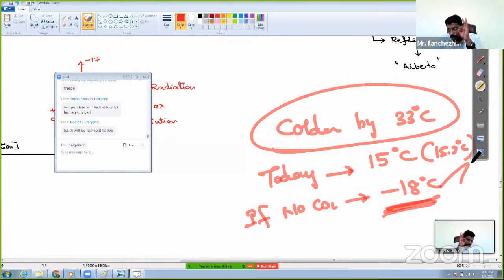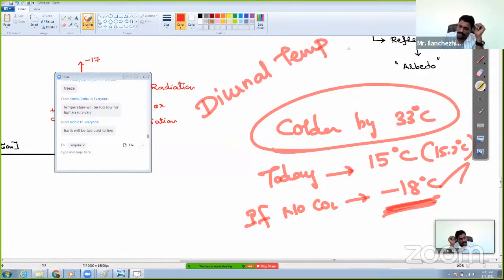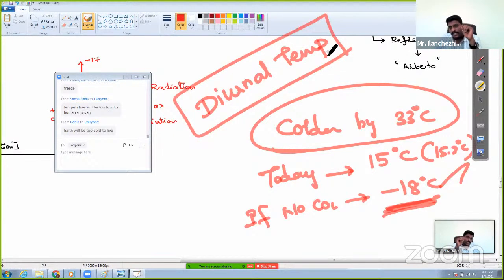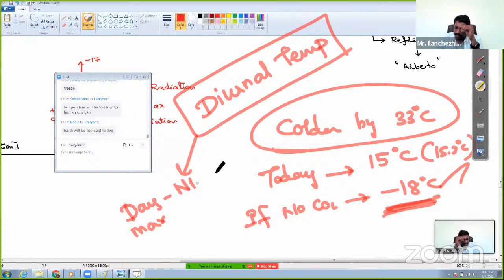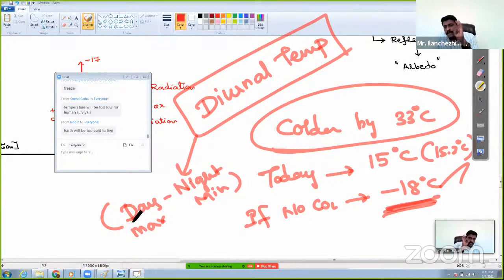Number two, my friend. If carbon dioxide would not have been there, the night temperature of the Earth would have been extremely cold. We call this the diurnal temperature. What is this diurnal temperature? The variation of temperature between day and night, the day maximum minus the night minimum, or the range of temperature in a single day. This diurnal temperature would have been extremely high.